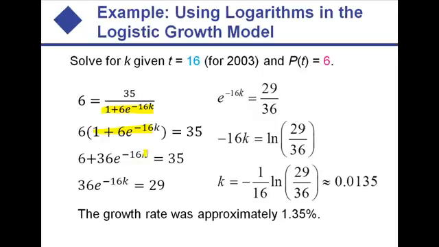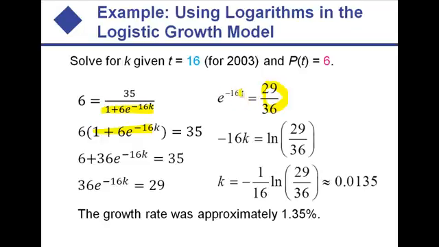Now again, we want to solve for k, so we need to isolate it, so we need to get it out of our parentheses. So we distribute the 6. Then we move the 6 over, which gives us 29. Then we divide by 36. So now we're to this point, right?